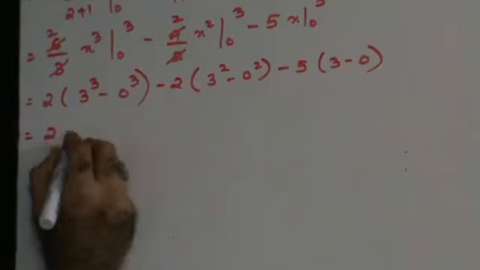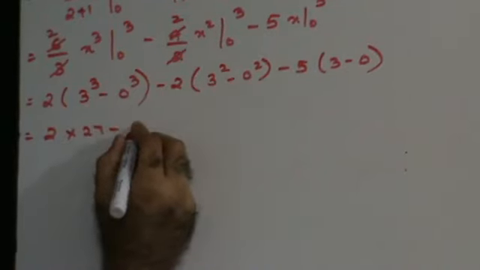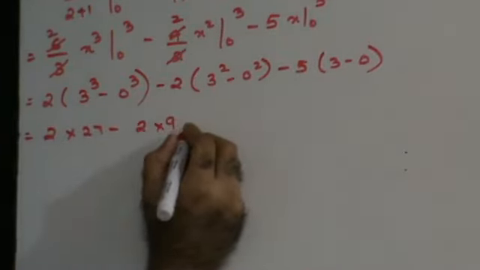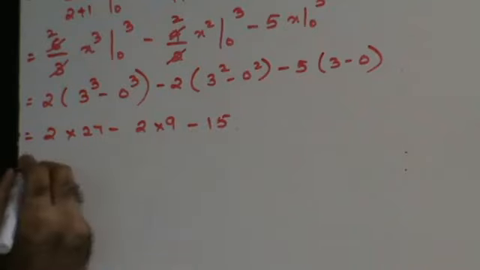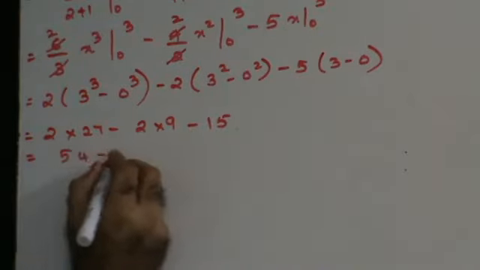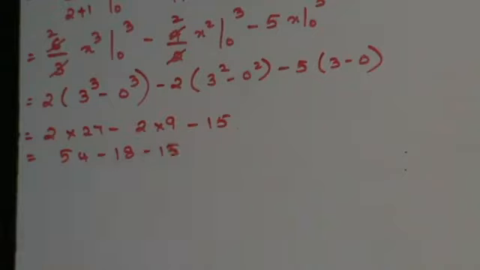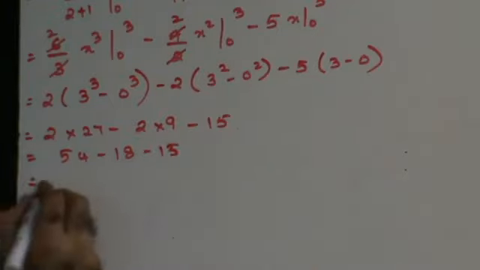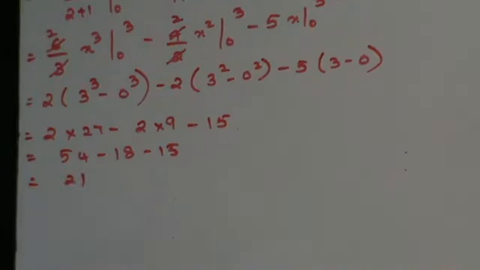3 cube is 27, minus 2 times 3 square is 9, minus 15. So this is going to be 54 minus 18 minus 15. You can solve this and get your answer. Your answer should be equal to 21. Right? Let's take on the next one please.